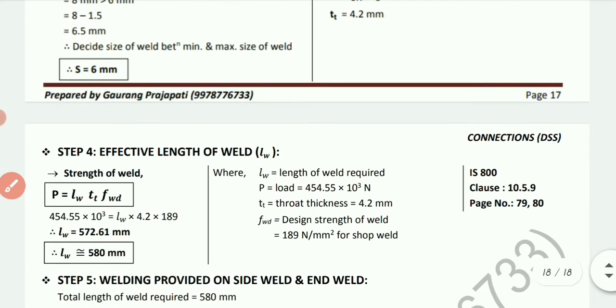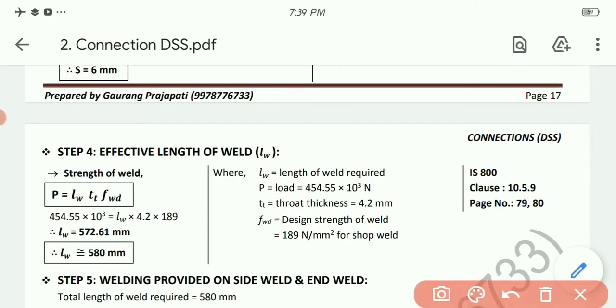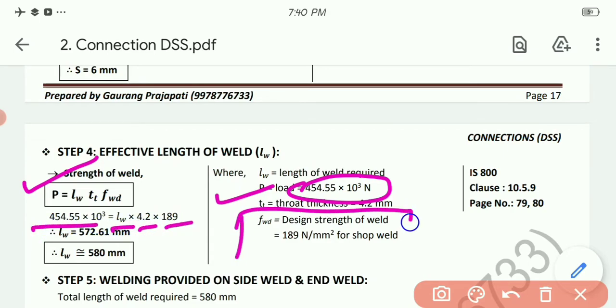Okay, now the effective length of weld, which we have also calculated in the previous sum, in the above step. So strength of weld, P equals LW into TT into FWD. P is 454.55 into 10 raised to 3, LW unknown, TT 4.2, and FWD is always taken as 189, the maximum value. So we got LW as 572.61 mm, so that is 580 mm, the round figure value which we took earlier also.